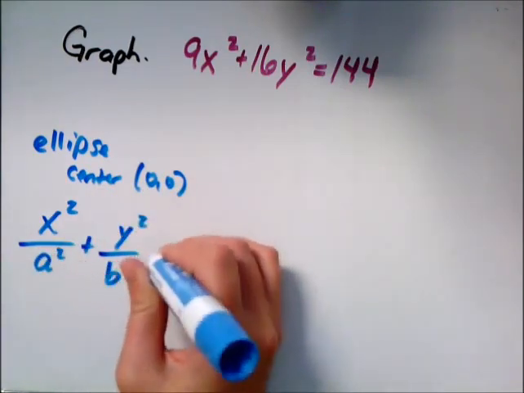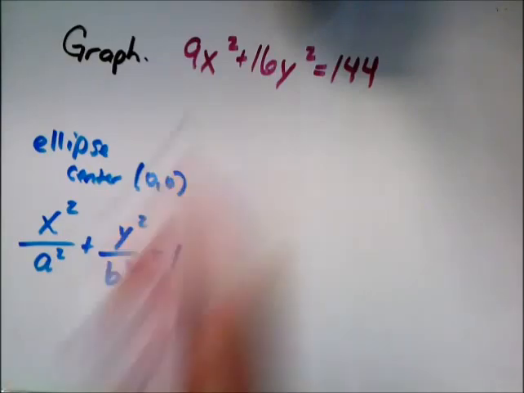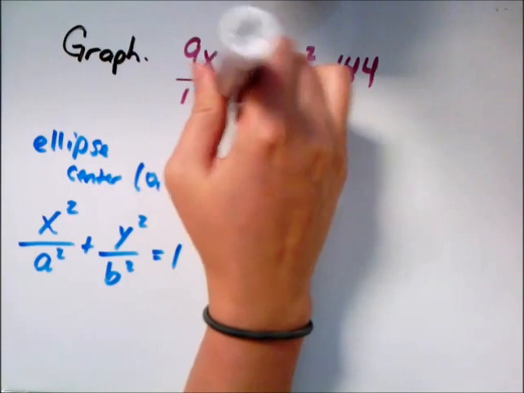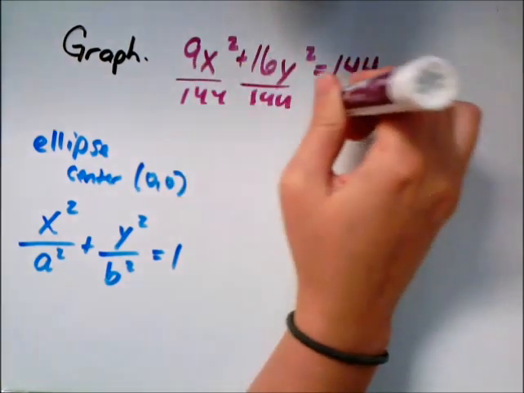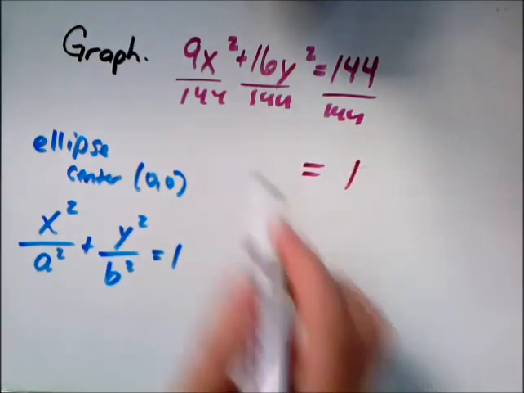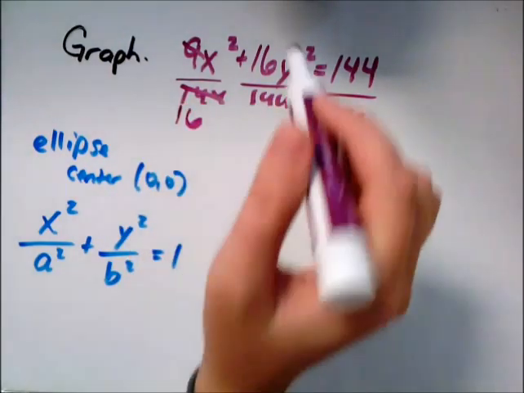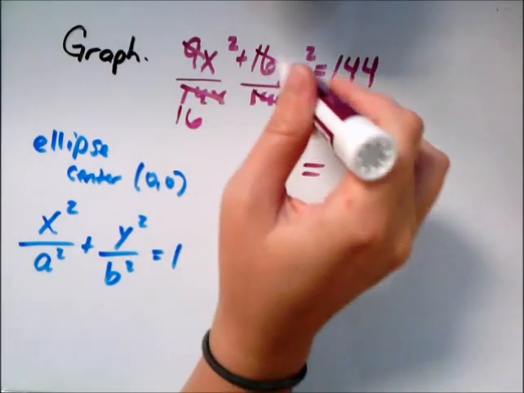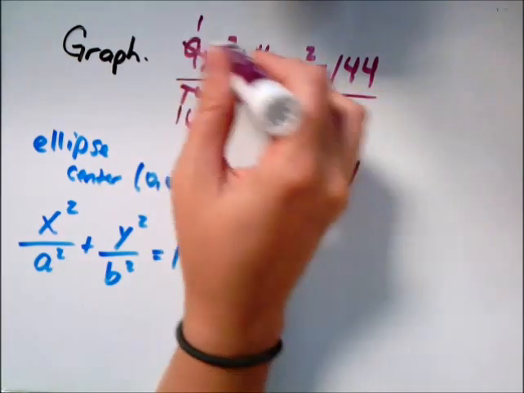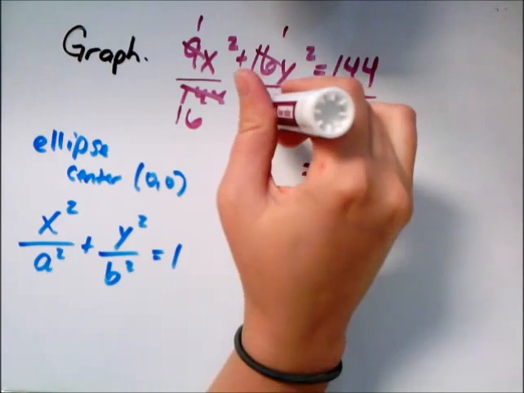So if we look at our equation, notice it doesn't equal 1. Well, what can we do to both sides to make it equal 1? We'll divide everything by 144. Right, so now we're successfully turning this into an equals 1 problem. So 9 goes into 144 16 times, and 16 goes into 144 9 times. So this becomes 1x squared over 16 and 1y squared over 9.